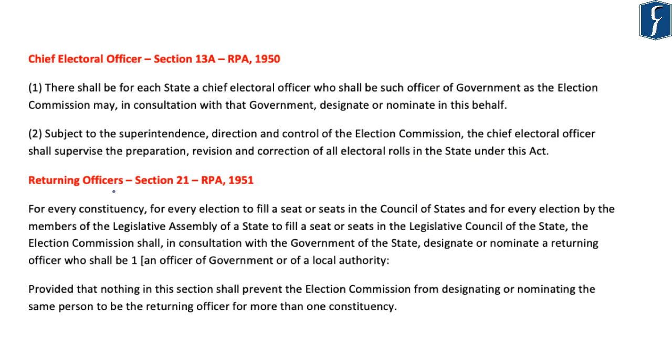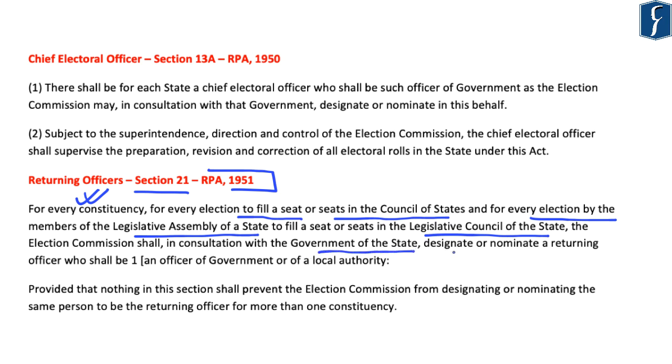Now, the provision of returning officer has been provided under Section 21 of the Representation of People Act of 1951. It says that for every constituency, for every election to fill a seat or seats in the Council of States, and for every election by members of the Legislative Assembly of a state to fill a seat or seats in the Legislative Council of the state, the Election Commission shall, in consultation with the government of the state, designate or nominate a returning officer who shall be an officer of the government or of a local authority. Further, the Election Commission can also designate the same person as returning officer for more than one constituency.